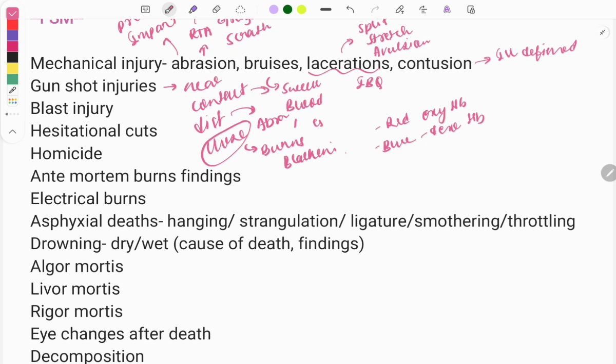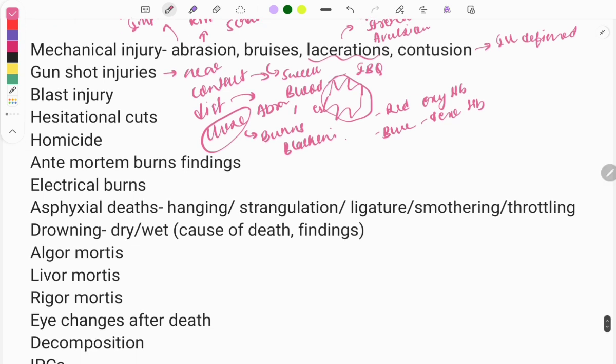And if it is a contact, then you can also see the mark will be like this, a stellate shape, and you can see the burns around it, the blackening, tattooing. All findings are found in contact. Likewise, in the near also, you need to know the findings. Image-based questions are asked. They can give you an image and ask you to say the range, whether it is a contact or close or near or distant.